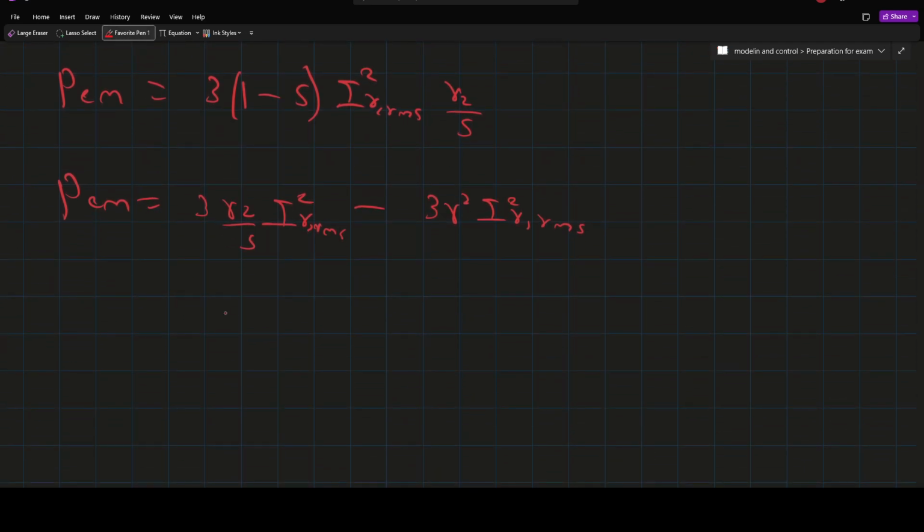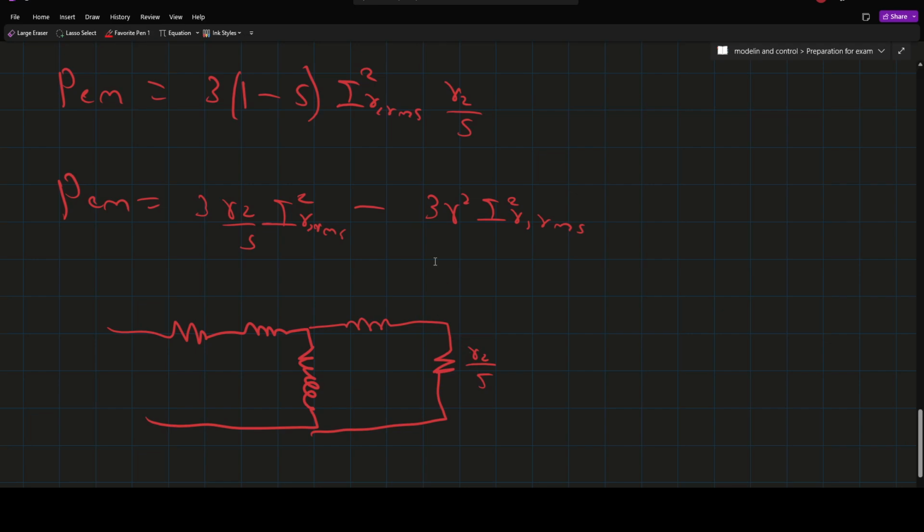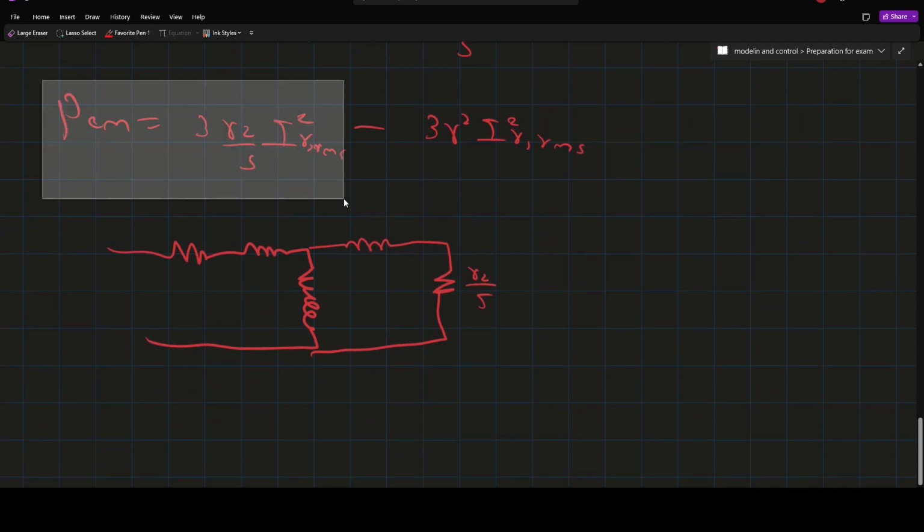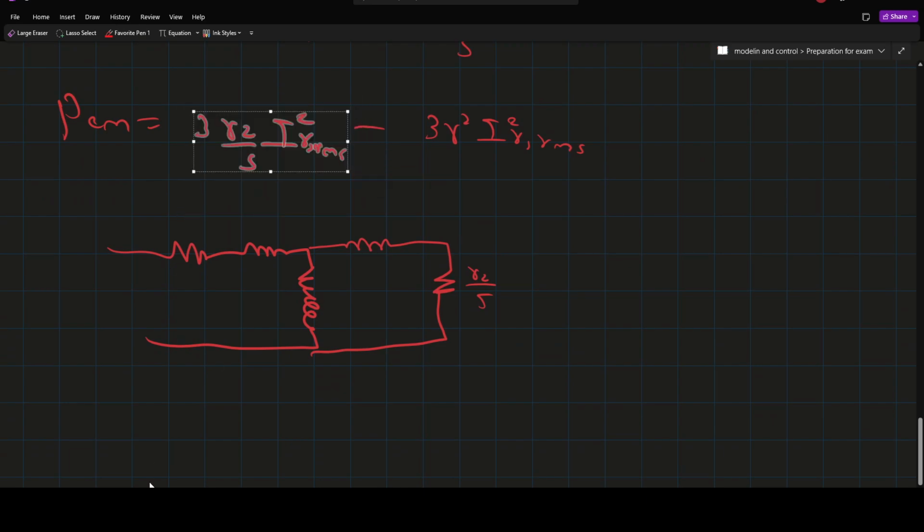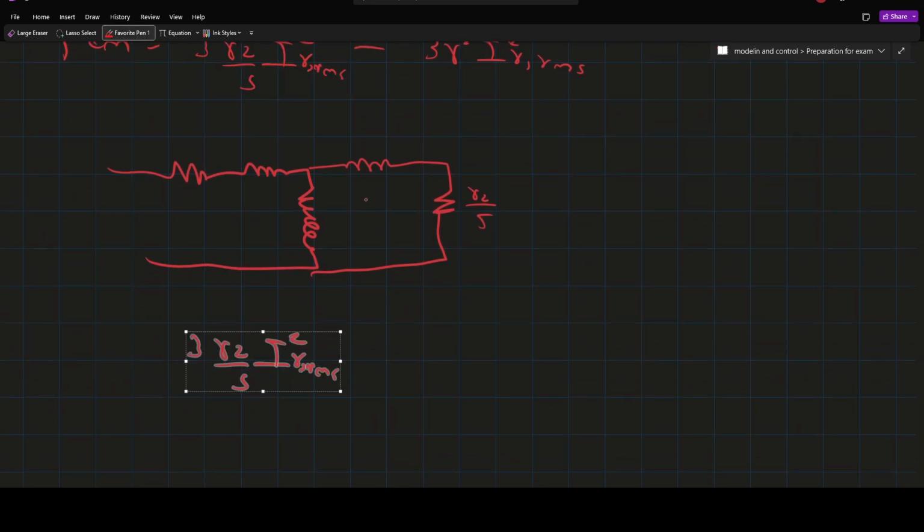So if we look at our circuit, here we have R, an inductor, big inductance. Here we have another inductor. Now this resistor that we had here was r2 over s. So this part over here that had the r2 over s, we are gonna call PAG, for air gap power.